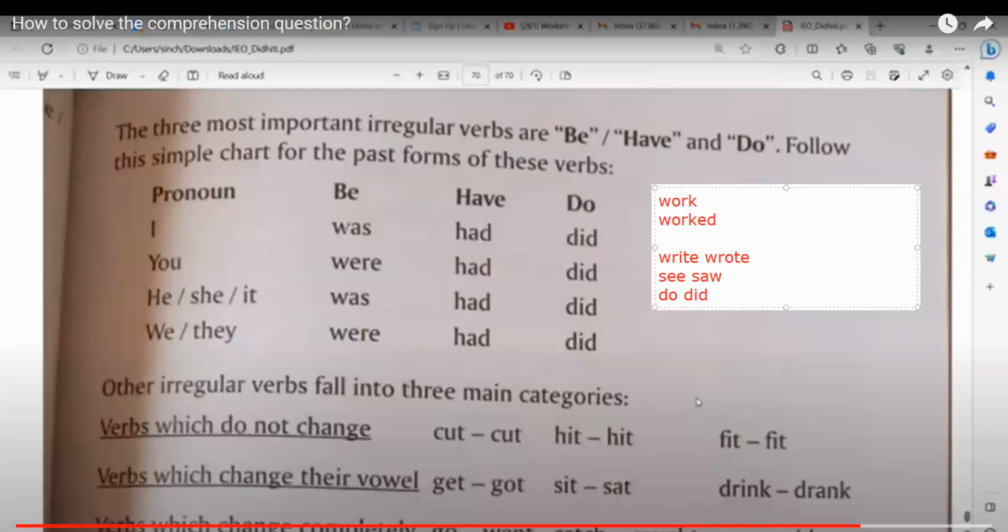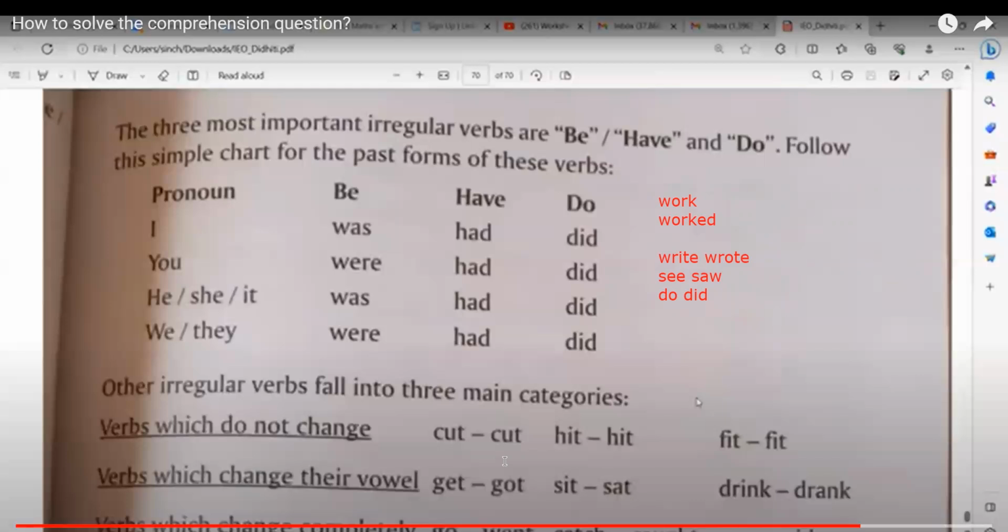From other irregular verbs. Very good, Raj. Other irregular verbs fall into 3 main categories. Amato, you read it. Verbs which do not change. Cut, hit, fit. Very good. So this type of verb does not change to past tense.